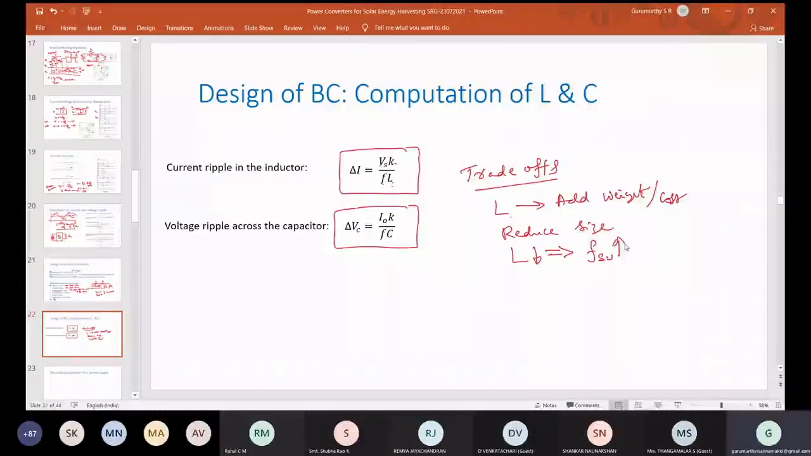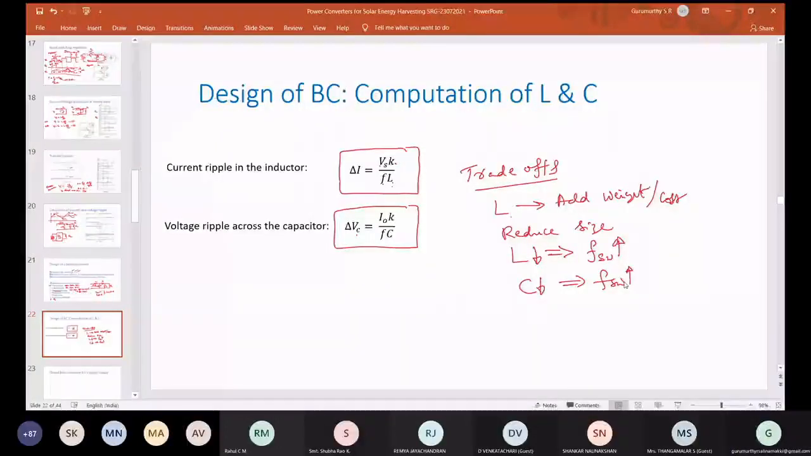Same way here, if you want to reduce the size of the capacitor, you have to increase the switching frequency. Fine, you may say, let us increase the frequency. What happens? Instead of 10 kilohertz, you operate at 100 kilohertz. The size of the capacitor and inductor will come down. The size will become compact and small, then it will become lightweight, all the advantages. No, it is not that way. You increase the switching frequency, there are some other side effects.